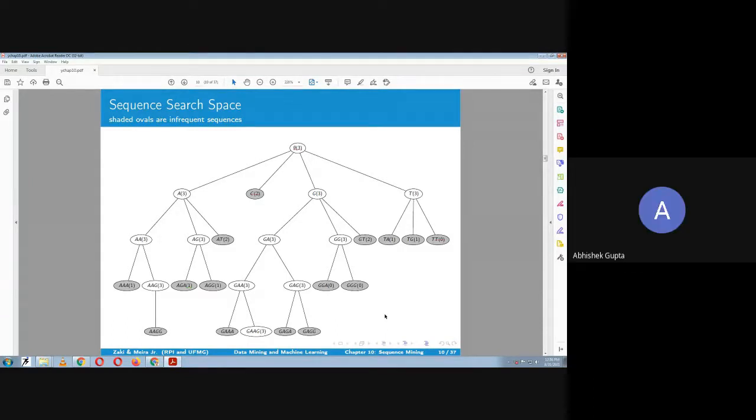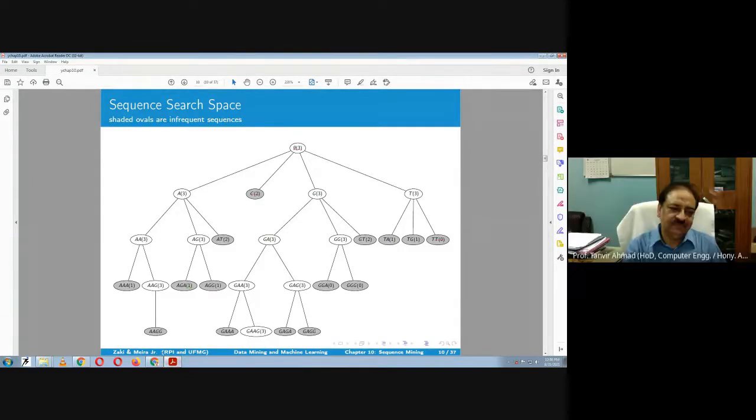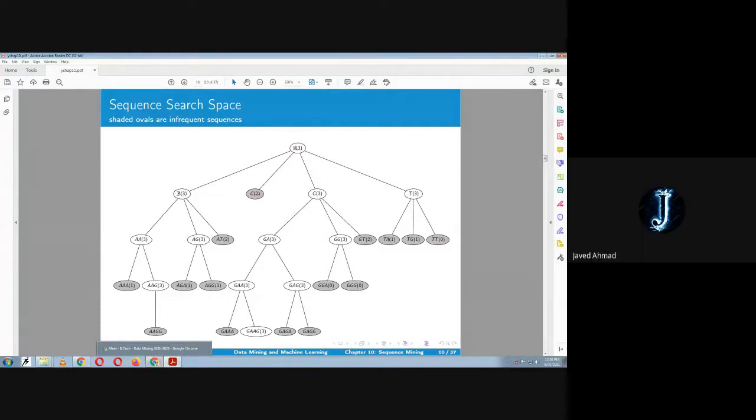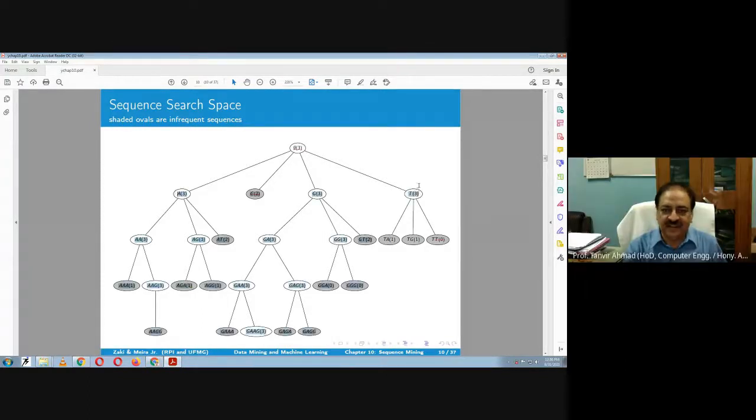The number of levels will be the number of nodes. That means 4 times: at C1, at C2, at C3 and C4. That means the biggest sequence which I generated was of length 4. Therefore, in that case, I generate 4 times.